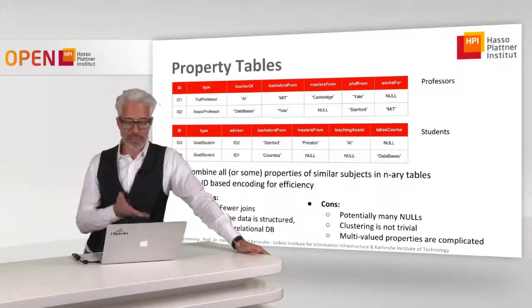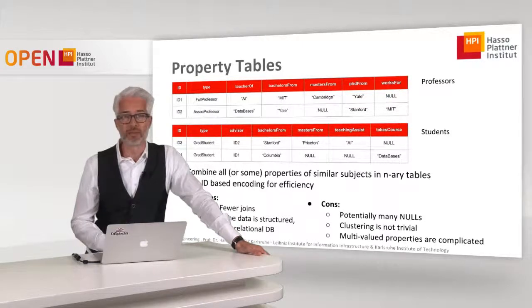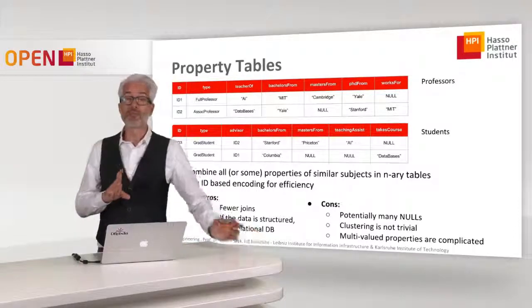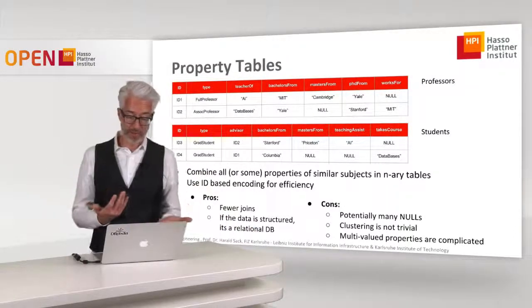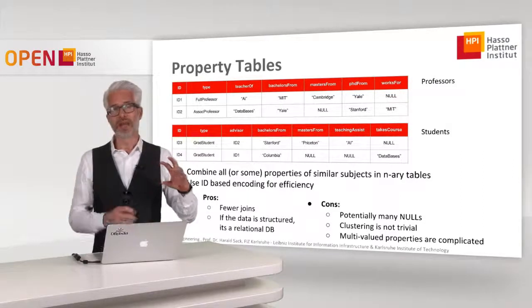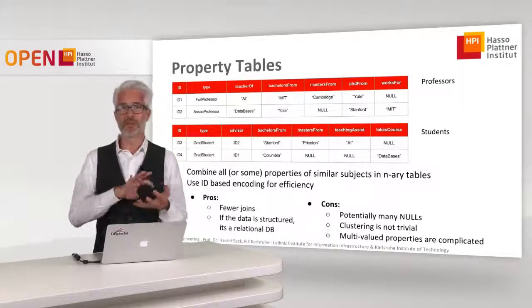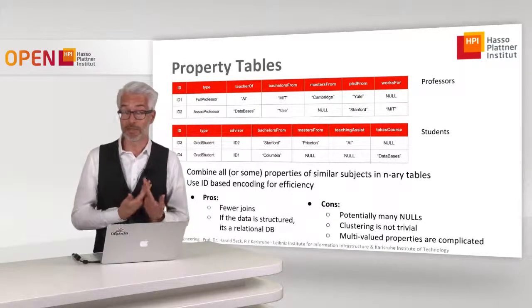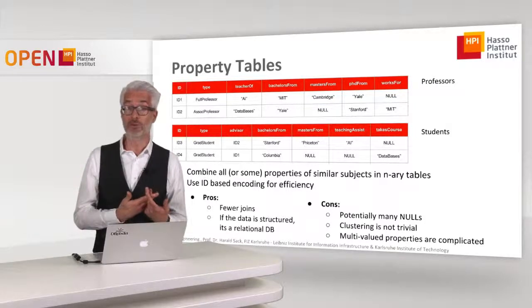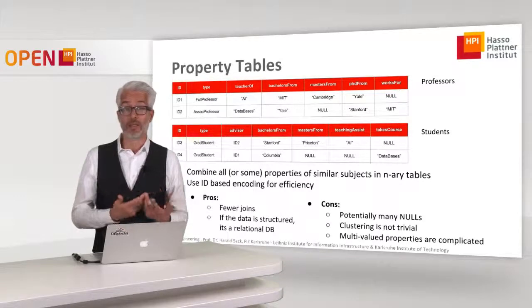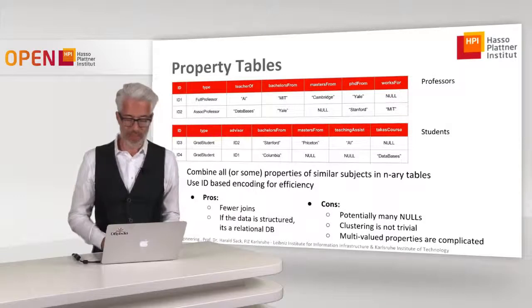And of course, you can use this ID-based encoding for better efficiency. As you see, you will need much fewer joins. This is clear. But on the other hand, the problem is, of course, how do you combine these properties? So this clustering of properties is another problem which is quite complicated. This is not necessarily straightforward. How do you do that? How do you automate that? This is another problem. What is also nice, of course, if the data is nicely structured, you will end up with a complete relational database.